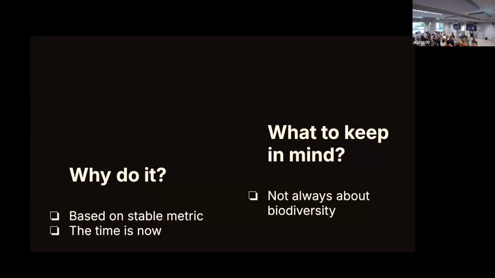And so why do it? Because it's based on a stable metric, and because the time is right. We need to do this now because countries are trying to get to 30 by 30. And I know that the EU is a little bit different here, but they're still making a big effort to get to 30 by 30. And probably never again will that happen. So we've got to be there to help people make these decisions. And then, obviously, whenever we talk about conservation, what to keep in mind is that it's just not always about biodiversity. But at least if we give policymakers numbers, then at least biodiversity can be part of the decision.